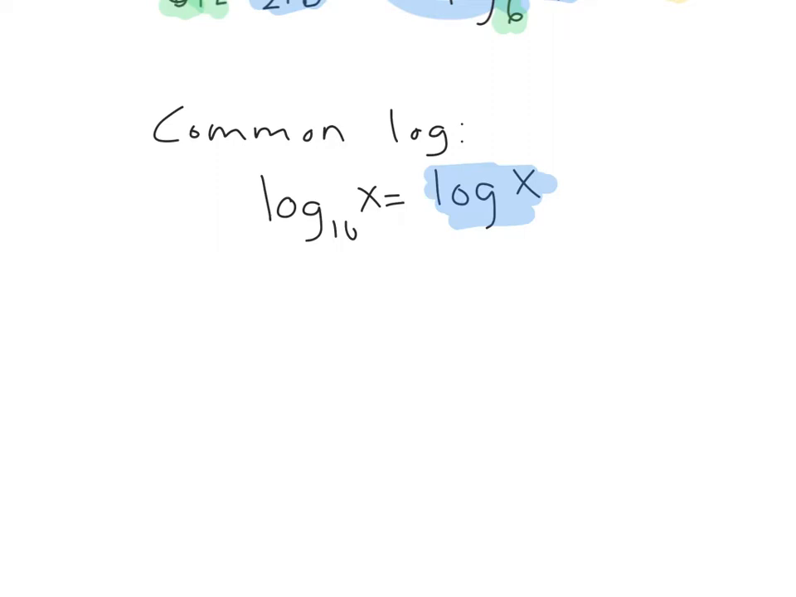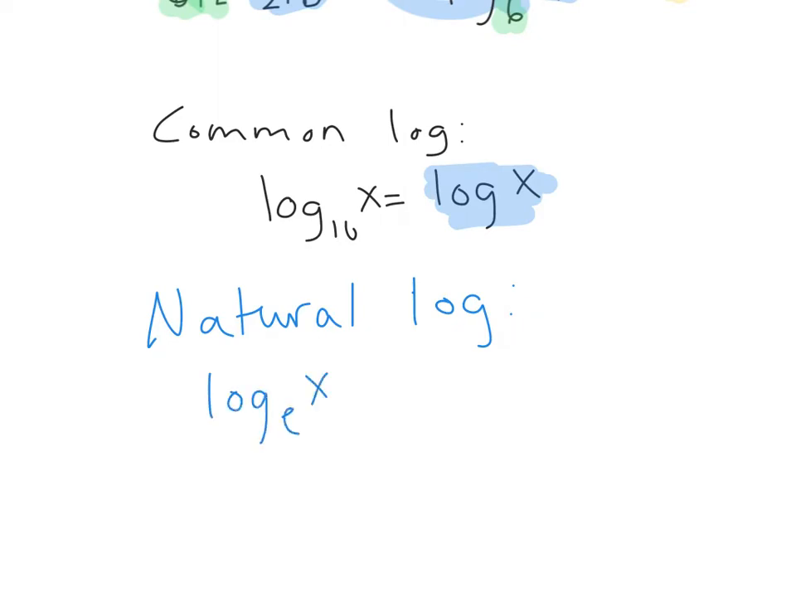Now, there's also the natural log, okay? And the natural log is written as log base e of x, and we rewrite that as ln of x. Some of you might be familiar with this only because you see it on the calculator, but yes, log base e of x is typically seen and written as the ln of x, okay?